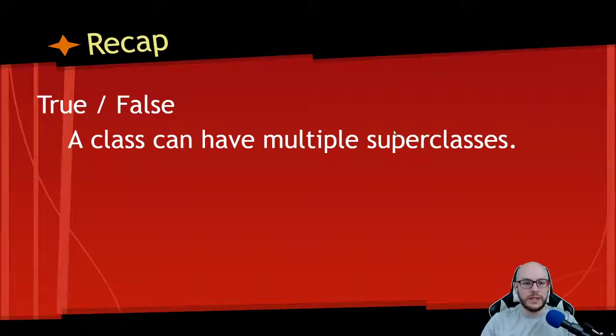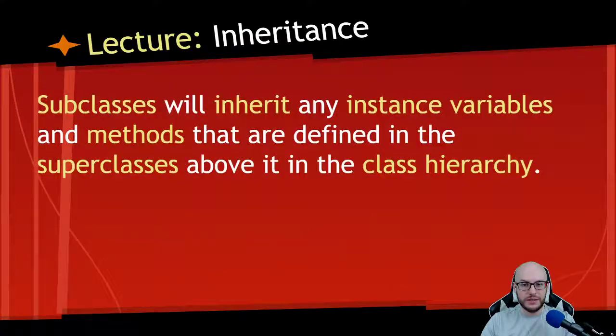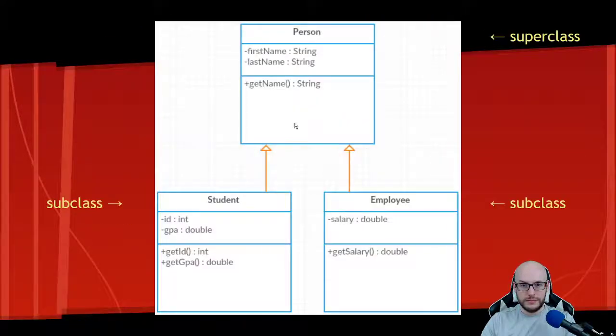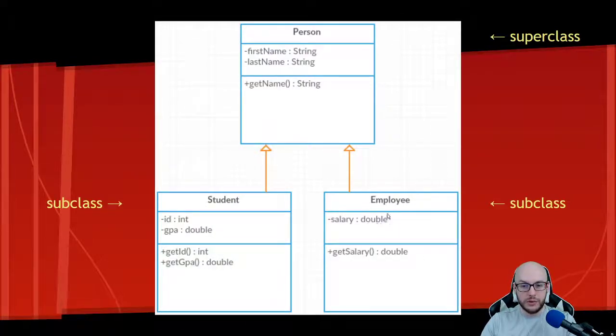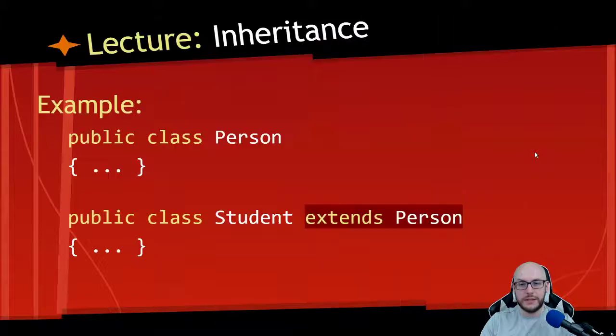True or false, a class can have multiple superclasses. This is false. Okay. True or false, a class can have multiple subclasses. This is true, right? The best way to kind of explain this is looking at the visual. This one here, right? Person has multiple subclasses. Student only has one superclass. Employee only has one superclass.